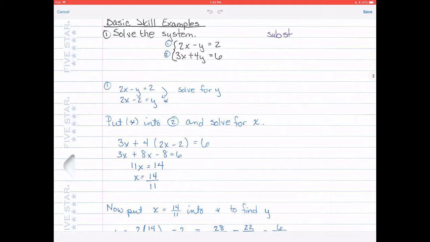So, when you solve by substitution, what that means is that you're solving for one variable, putting it into the other equation, and solving for the other variable. So, we're going to first solve equation 1. I've labeled the equations 1 and 2.